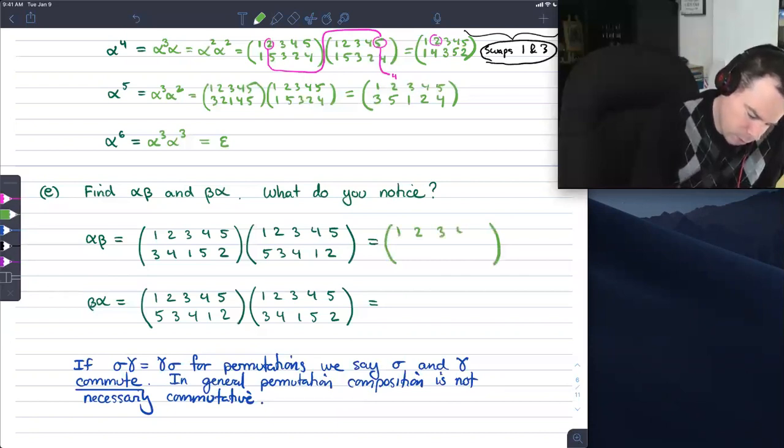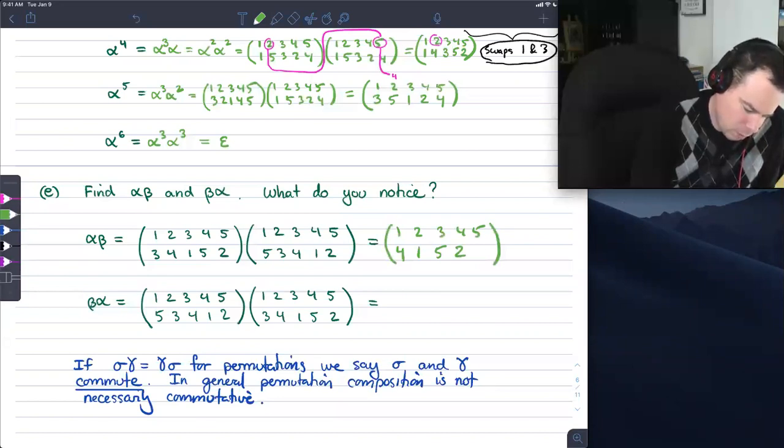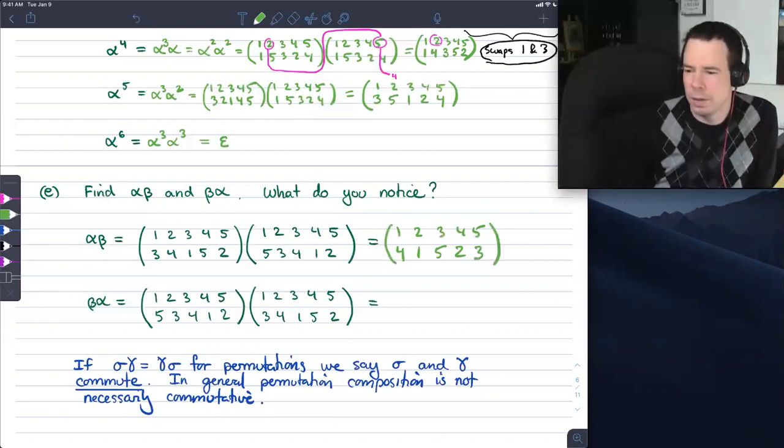1, 2, 3, 4, 5. 1 goes to 3, which goes to 4. 2 goes to 4, which goes to 1. 3 goes to 1, which goes to 5. 4 goes to 5, which goes to 2. 5 goes to 2, which goes to 3. So there's our product.